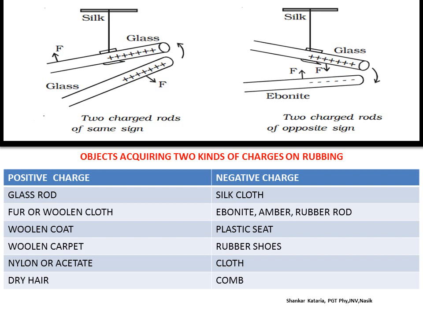In this picture we observe that when a glass rod which is rubbed with silk is brought closer to another glass rod which is rubbed with silk, a force of repulsion acts between them. Similarly, when a glass rod rubbed with silk is brought closer to an ebonite rod rubbed with fur or woolen cloth, there is a force of attraction between them.